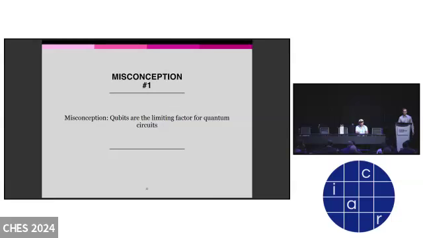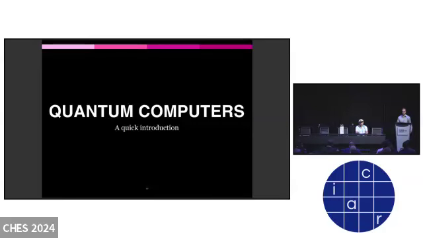So misconception number 1 is that qubits are the limiting factor for quantum circuits. And this has sort of been true. Companies and academics have struggled to build machines with more qubits, but the situation's a little more subtle. So I'll give a crash course on quantum computers.